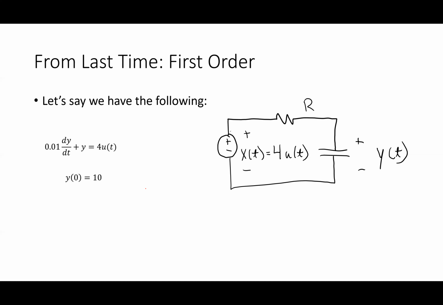So last time we had something like this, where I've got another first order equation, and I've been given an initial condition here. I want to walk through the steps on this one. I said 4 u of t. So if I have 4 u of t, what does that mean my input looks like, if I had to draw it as a function of time?